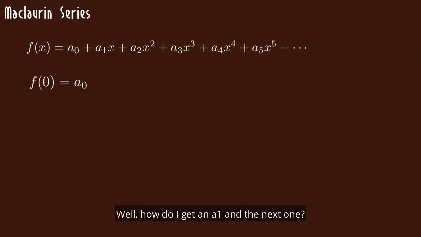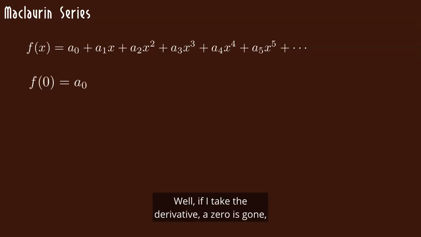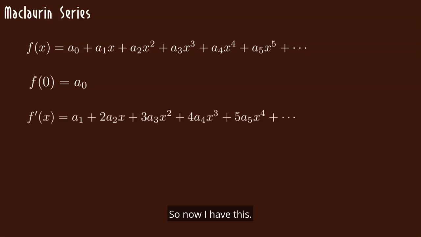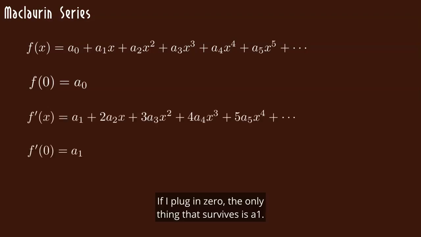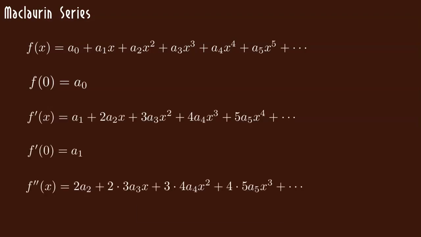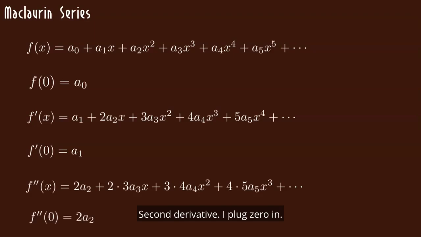Well, how do I get at a1 in the next one? If I take the derivative, a0 is gone, and I'm left with just a1, no x, and then all this other stuff. So now if I plug in 0, the only thing that survives is a1. Cool. Let's try another one. Second derivative. I plug 0 in. This time I have 2 times a2, so I actually have to solve for a2. So a2 is equal to the second derivative with 0 plugged in, over 2.